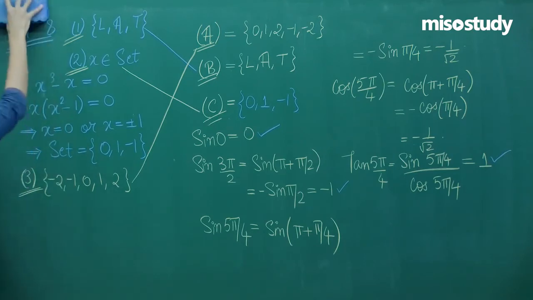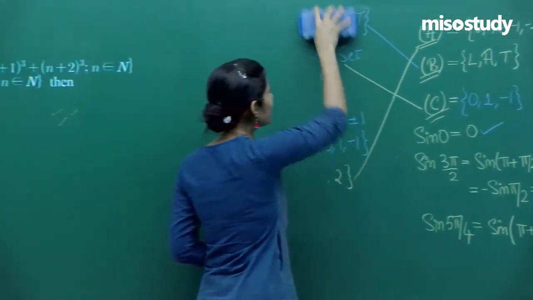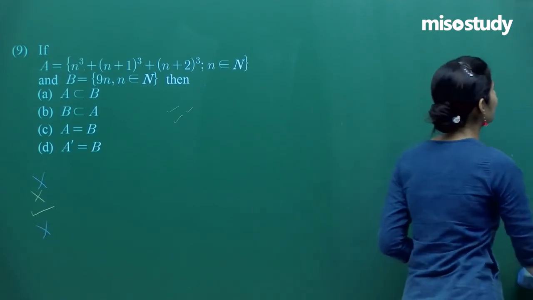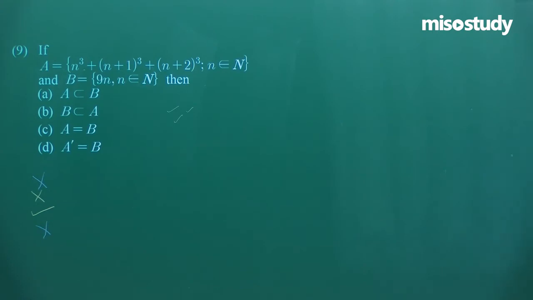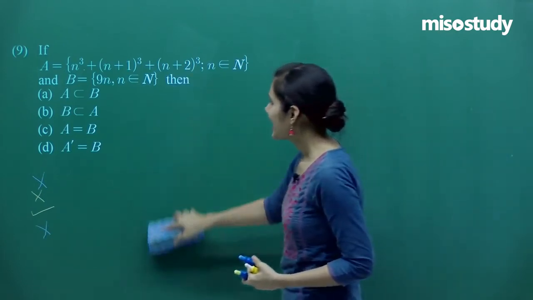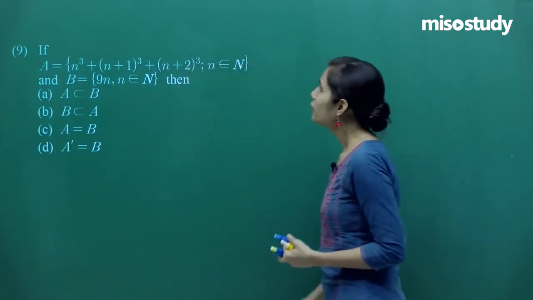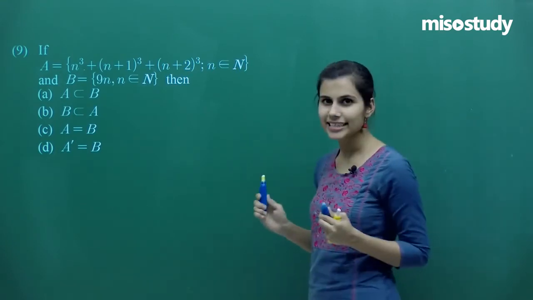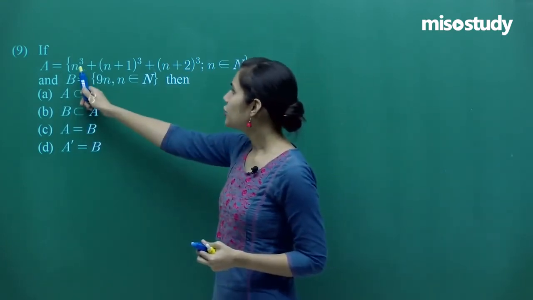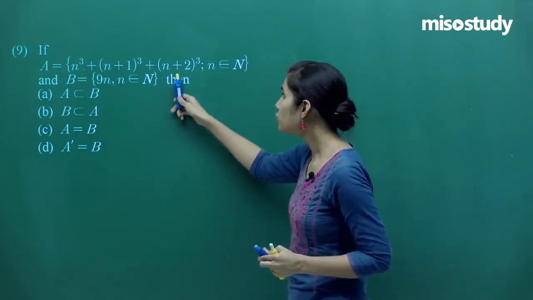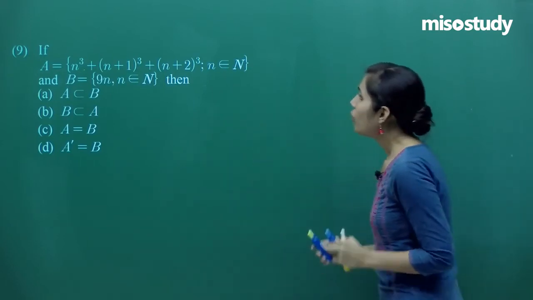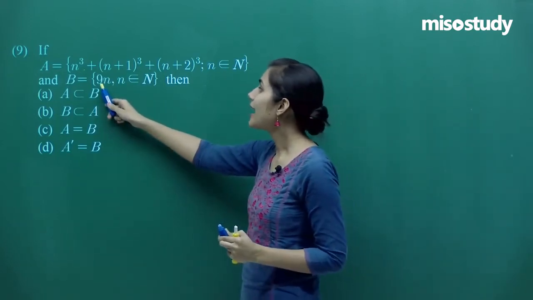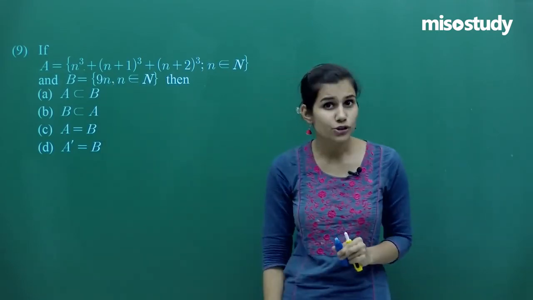Now we come up to our second last question. This is pretty interesting. Just take a look. I am sure everybody would be able to decode that. This question says that A is a set wherein the format of numbers who sit inside A look like this: n cube, n plus 1 cube, n plus 2 cube, where this n is belonging to the set of natural numbers. Now, B is also a set given to be 9n, where n belongs to the set of natural numbers.